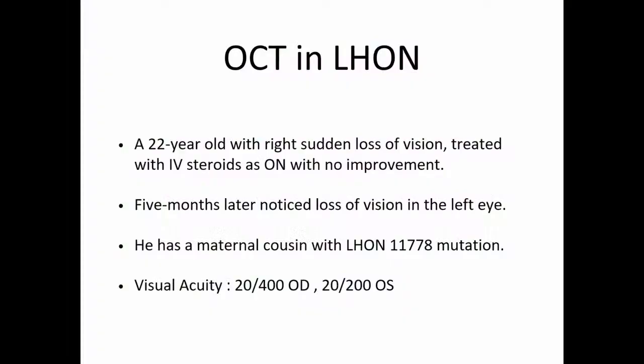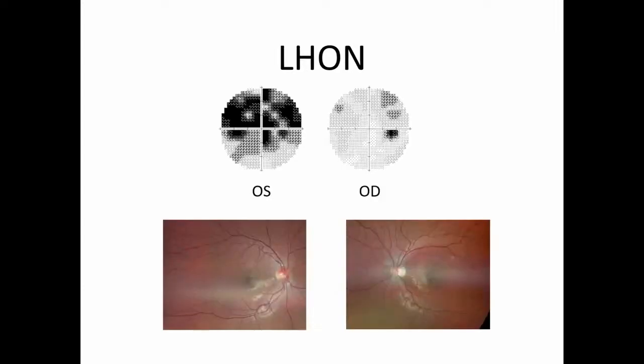This is just a case, a 22-year-old with right sudden loss of vision treated with IV steroids as optic neuritis, with no improvement. Five months later, had loss of vision on the left side. Maternal cousin with LHON, so family history of LHON already. Visual acuity 20/400 and 20/200.